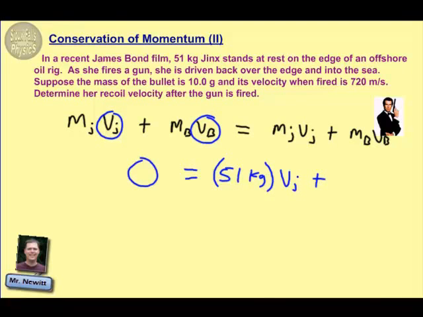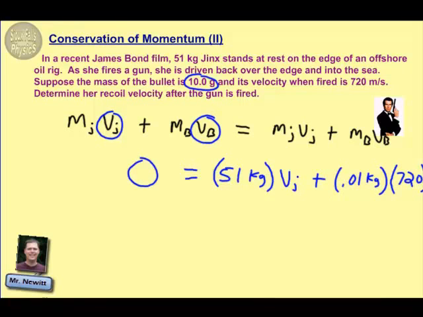Plus now the mass of the bullet. Now we have to be careful here. The mass of the bullet was given to us in grams, so 10 grams. So we need to convert that to kilograms. That's going to be 0.01 kilograms. That's very important. We've got to make sure we're staying in our standard SI units. And the velocity that the bullet was fired at was 720 meters per second.